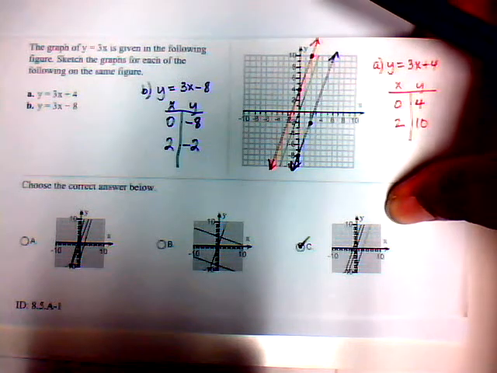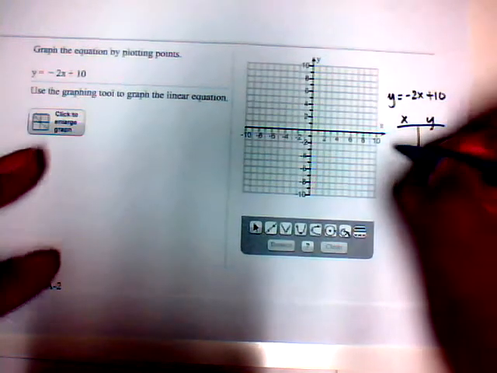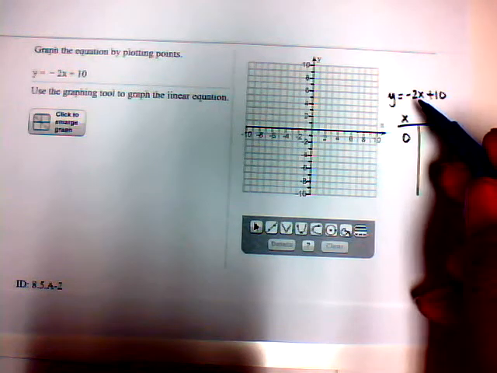Okay. All right, problem number 2 is graphing the equation by plotting points. Y is equal to negative 2x plus 10. Now I'll just create an XY table. And I only need 2 points to graph this. Only 2 points. So let's start with 0. We'll let x equal 0 here. So negative 2 times 0 is 0. Plus 10 will be 10.